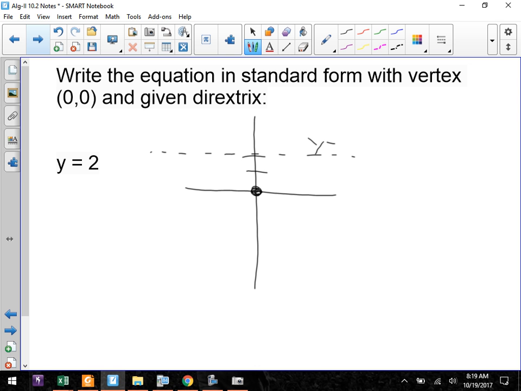So if that's y equals 2, what direction does this have to open? Downward. If it opens downward, is it an x squared or a y squared? It's an x squared. So this is an x squared parabola. And our p-value, since it's opening downward, has to be negative, doesn't it? How far is this to the vertex? 2. So what's your p-value? There we go. So x squared equals negative 8y.